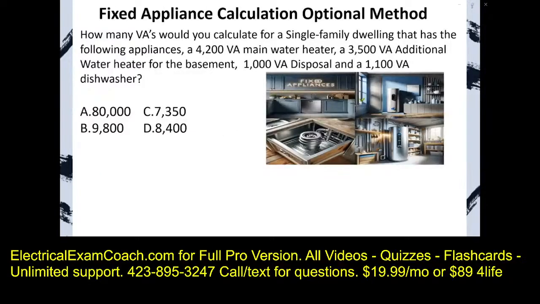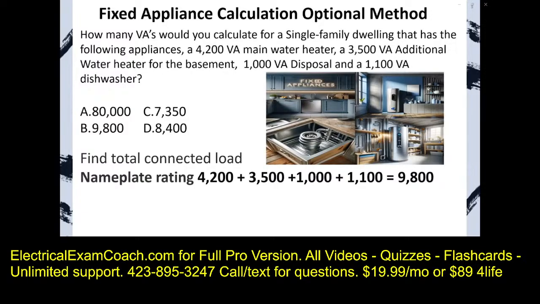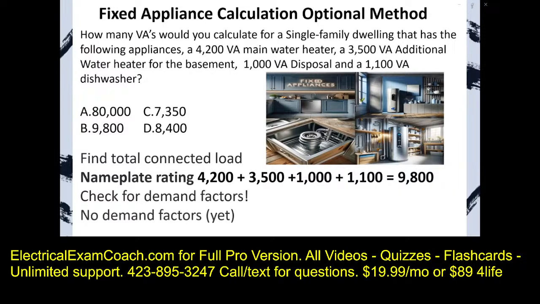How many VAs would you calculate for a single family dwelling that has the following appliances? A 4,200 VA main water heater, a 3,500 VA additional water heater for the basement, a 1,000 VA disposal, and an 1,100 VA dishwasher. First thing we're going to do is find the total connected load. With the optional method, we're going to take the nameplate rating of all these appliances. Now, let's check for demand factors. There are no demand factors yet at this portion of the calculation. All we're going to do is total up all these appliances, and then we'll apply 1 general demand factor here in just a little bit. And we select B. Great job.